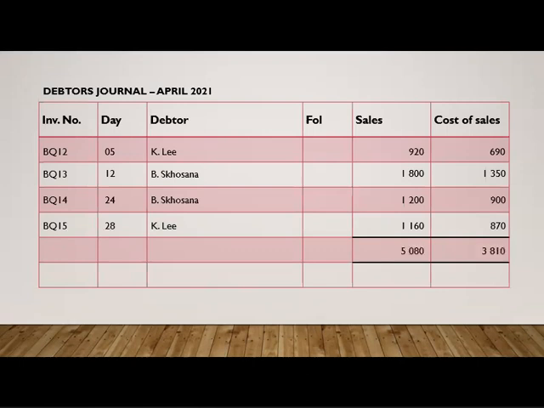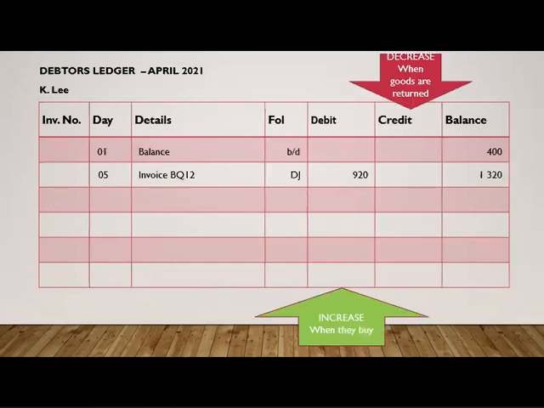And then we're going to go to Kaylee's account. In Kaylee's account, we will simply, okay, I've already recorded that. We will simply record the transaction on the 28th. It'll be on the debit side, increasing this amount to 2,320.